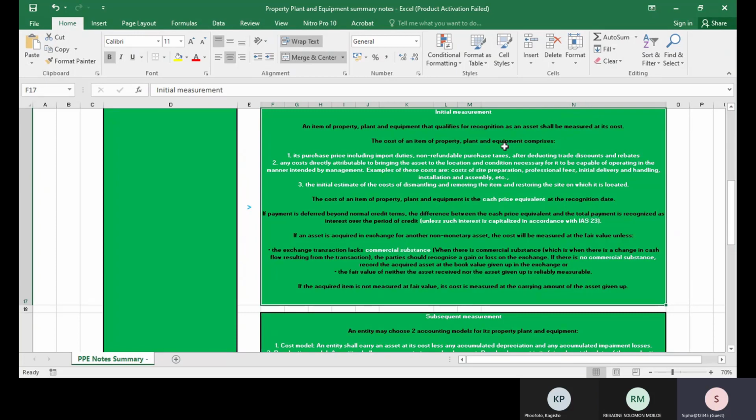So based on your knowledge of IAS 16, you'll know that no, I'm not supposed to capitalize trade discounts. I'm not supposed to capitalize rebates. I must subtract them. VAT: is this entity registered for VAT? If it is not registered for VAT, I must add VAT. If they imported this asset from abroad, I must add import duties. Then you'll get the cost of an asset, and for that you're getting marks. The initial estimate of the cost of dismantling and removing the item and restoring the site on which it is located.